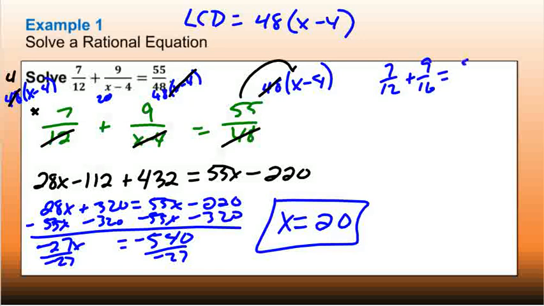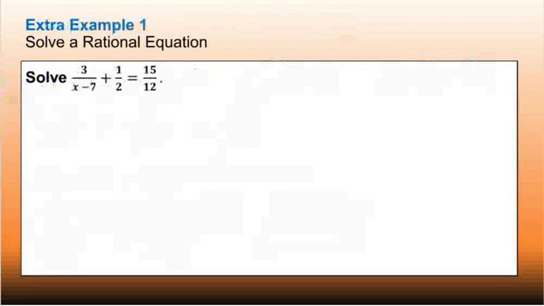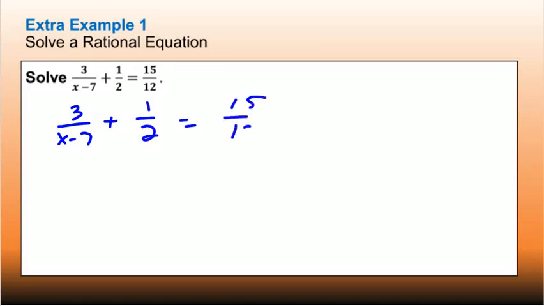This has to equal 55/48. So if I did 7/12 plus 9/16 and put that as a fraction, I do get 55/48. So my answer is correct of x equaling 20. Next, I'll write this over again. So x minus 7, or yeah, plus 1/2 equals 15/12.